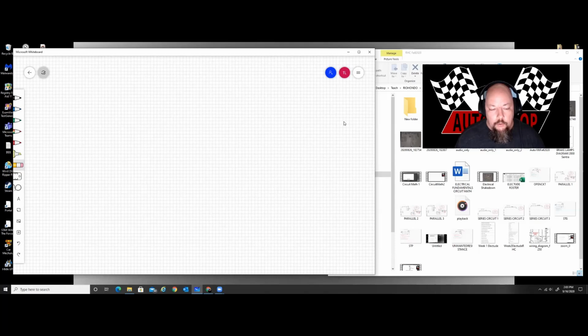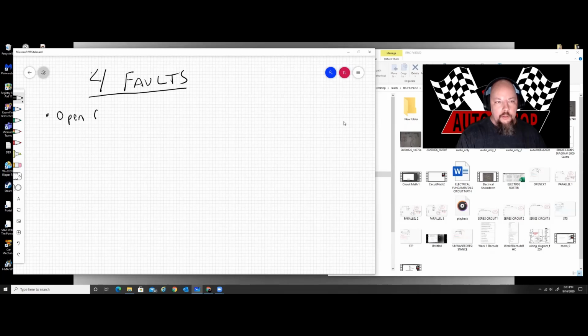All right, so here we go. We're going to talk about the 4 faults. Now, when it comes to the 4 faults in electrical, okay, we have the 4 faults. Some teachers, some schools of thought say 3 faults. I will explain this as we go on and why I say 4. Okay, we have open circuits, which is a break in the circuit where no current can flow.